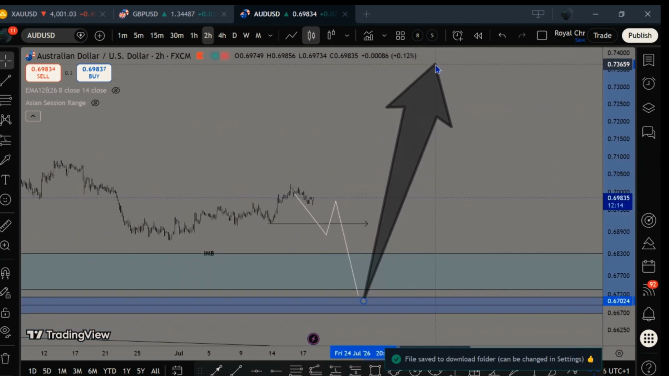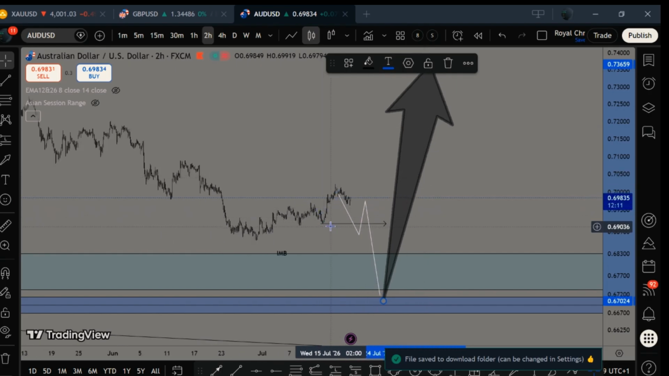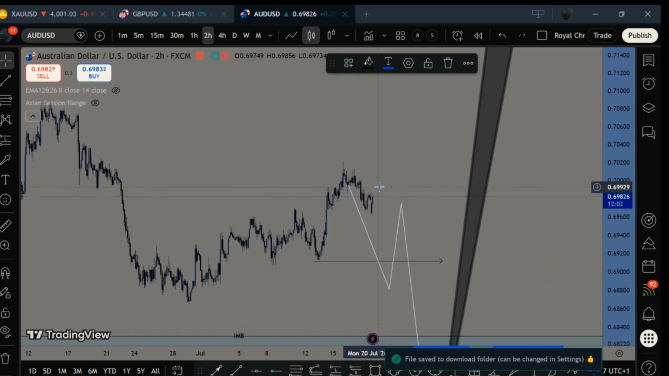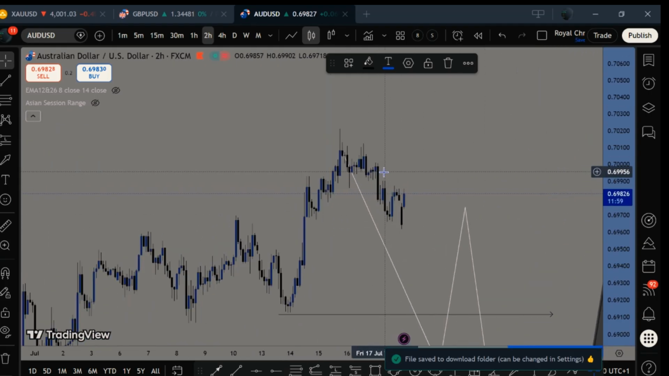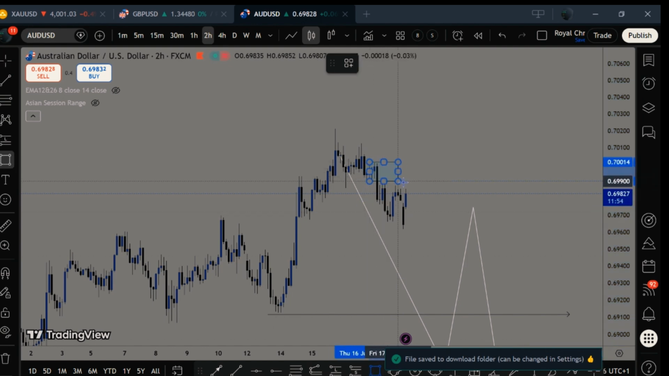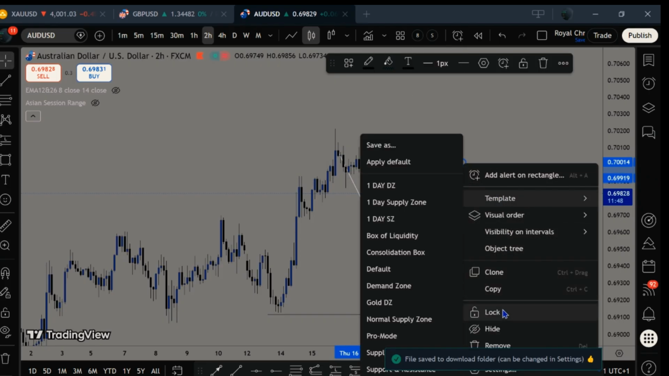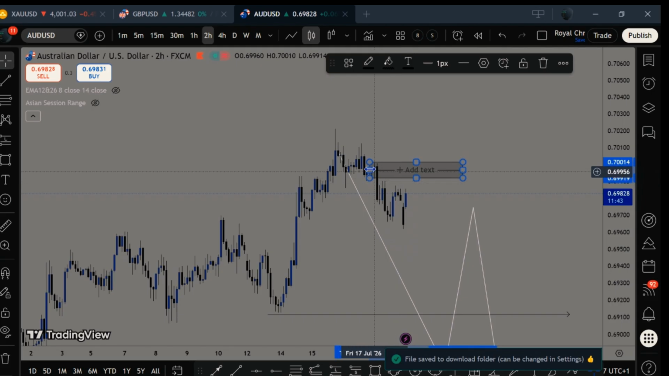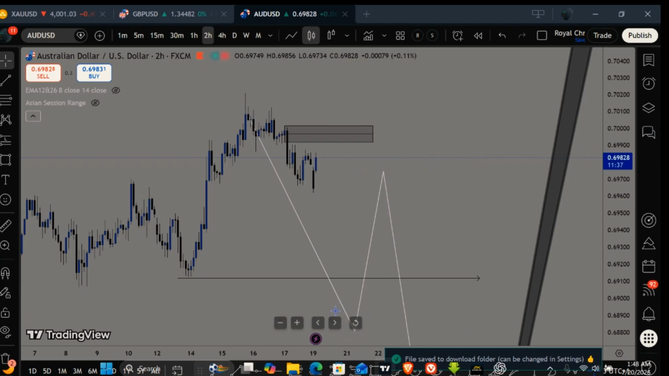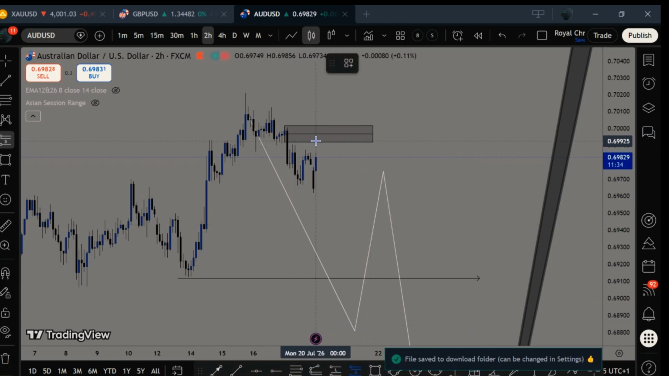So ladies and gentlemen, that's our bias for AUDUSD. We wait for price to break below this level. If it breaks below this level, wait for it to retrace. It retraces to the upside. When it tests an imbalance supply zone such as this one right here, we will short the market. This is an imbalance supply zone right here. When price gets here, we'll enter a short position.